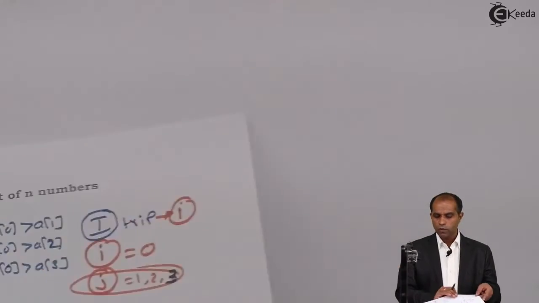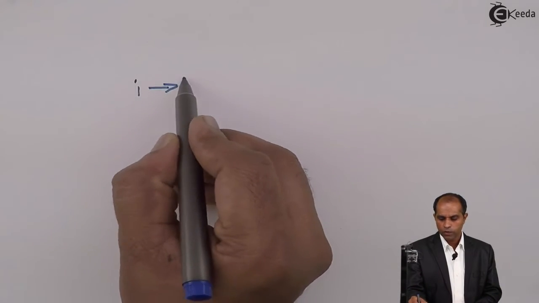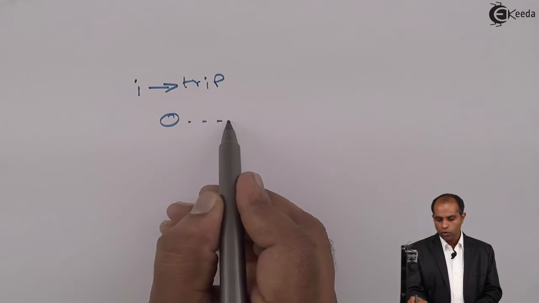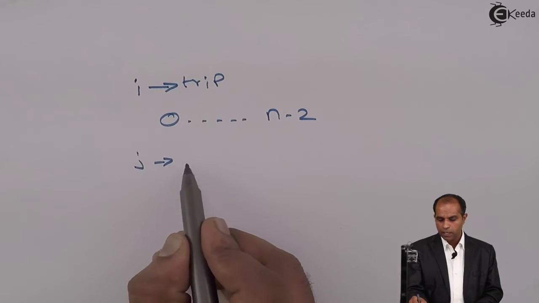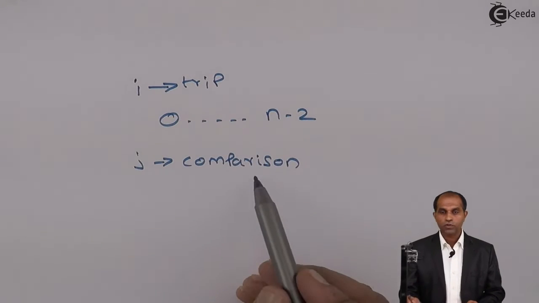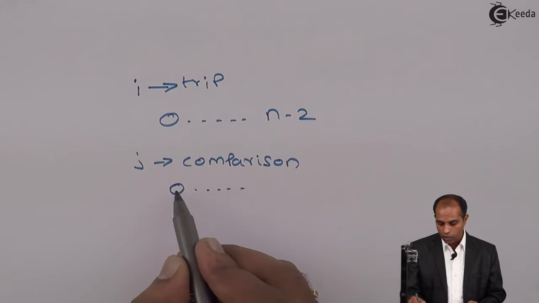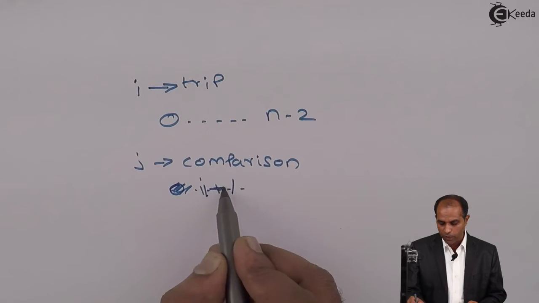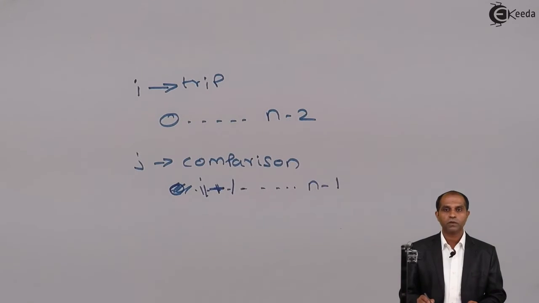So what we need to do is summarize these loops. The loops which I am going to use are I, which is a trip loop, which goes from 0 to n minus 2. J is a comparison loop, and this comparison loop starts with, yes, you recognized it properly, I plus 1. J is always one step ahead of I and it ends up at n minus 1.